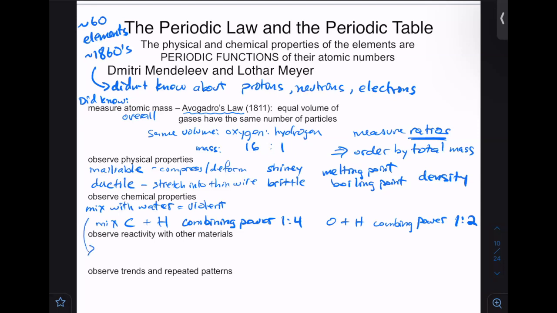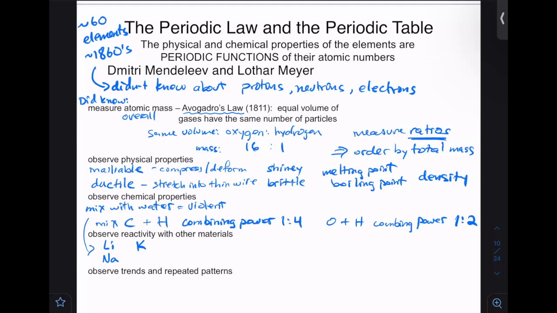For example, when they mixed Li, what does Li stand for? Lithium, that's right. Or Na, what does Na stand for? Sodium. Or how about K? Potassium, all right? You mix those 3. Now, where are they on our periodic table? They're over there on the left-hand side, stacked up on the first column, all right?